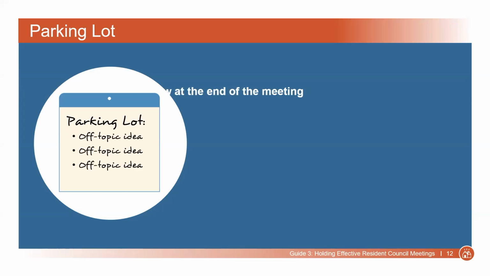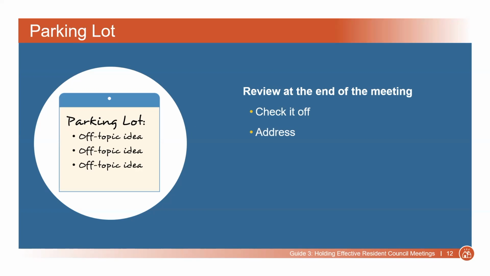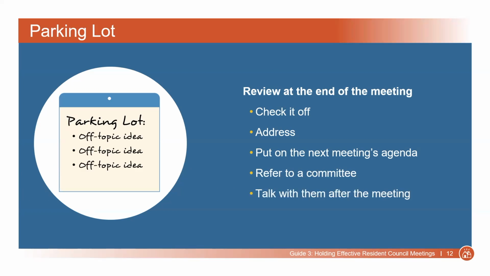Another tool you can use to stay on track is a parking lot. This is a space to write ideas that come up that are not on the agenda. At the end of the meeting, review the items in your parking lot. You can check off items that you discussed already, address any items you have time for, decide to put an item on the agenda for the next meeting, refer the issue to a committee, or offer to speak with the person who raised the issue one-on-one.